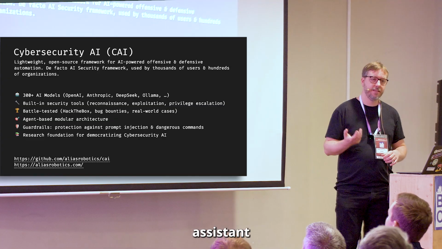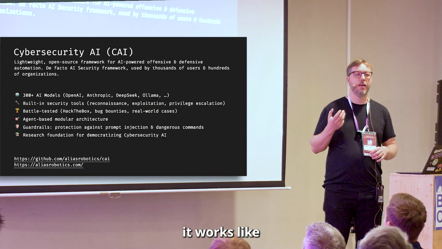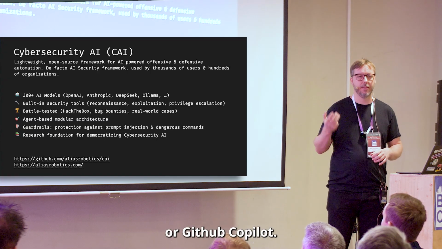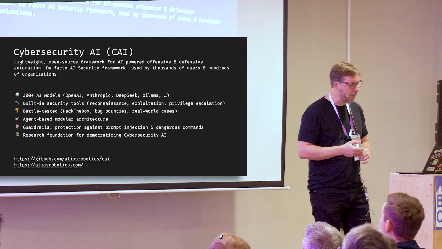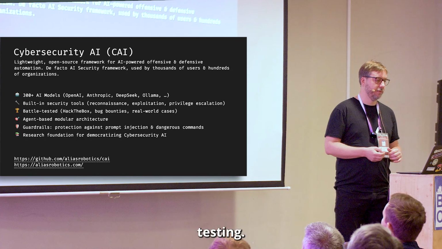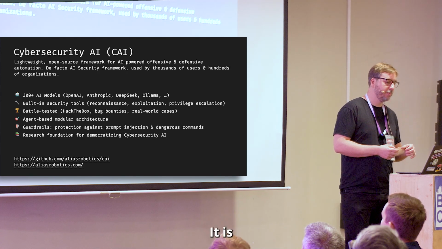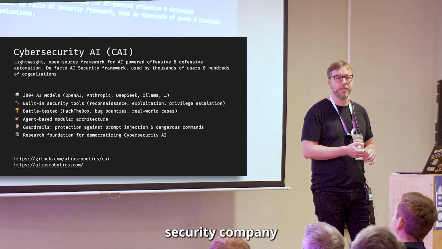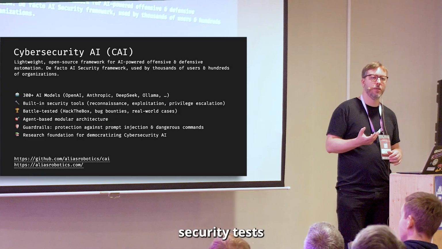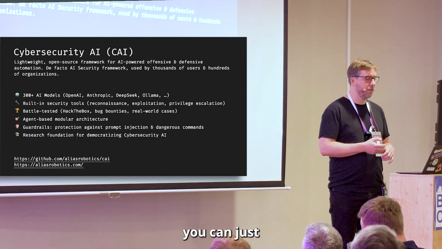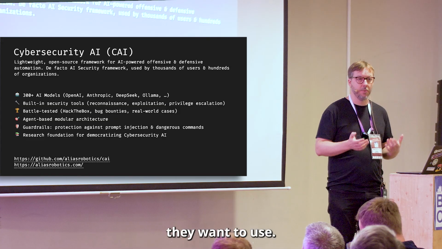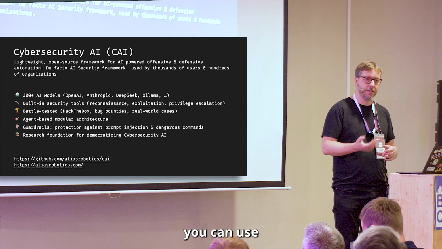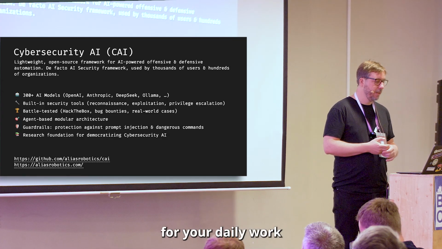That's an assistant that works a little bit like the assistants we are using for coding, like Claude Code or GitHub Copilot, but it's meant for security testing. It is implemented by the company Alias Robotics, a security company doing security tests of robots. You can just install it and decide which model you want to use. They support a lot of different models. They have built-in security tools you can use for your daily work, and so on and so forth.